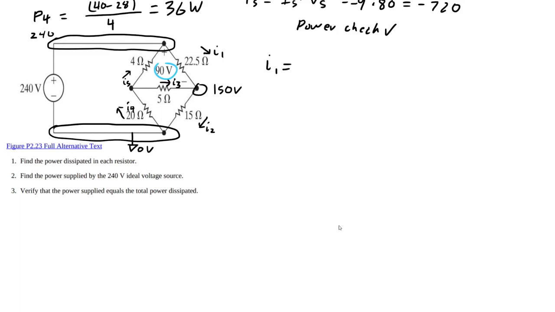I1 is going to be really easy. Oh, we don't even do that. We just know it's 90. So 90 divided by 22.5. That's going to be, I think, 4? Let's see. 90 divided by 22.5 is 4 amps. Okay. So we can calculate the power right away, but I'm going to get the rest of the currents first.